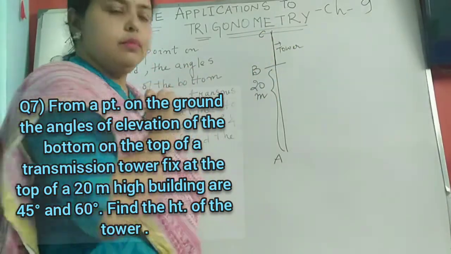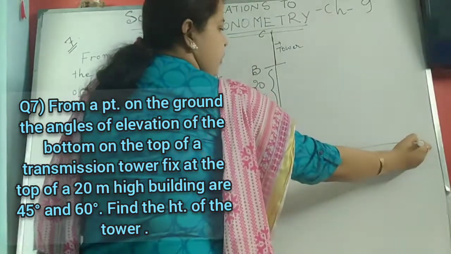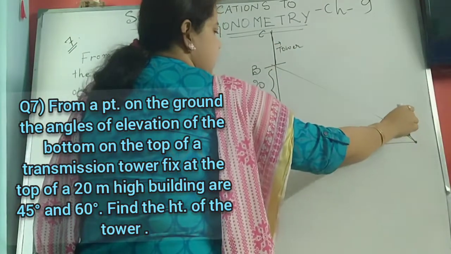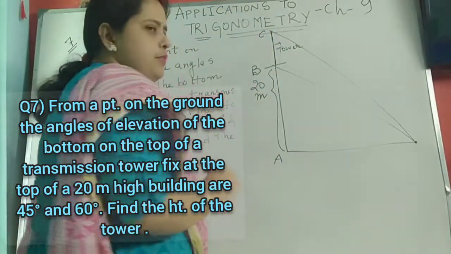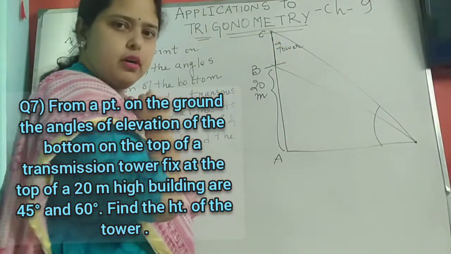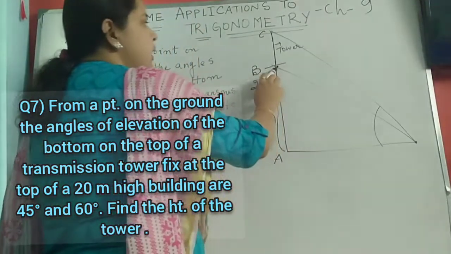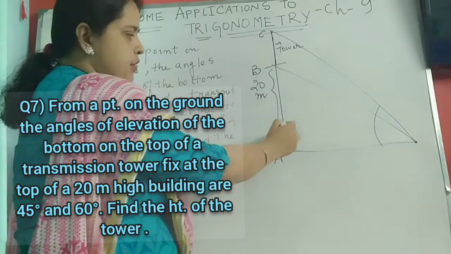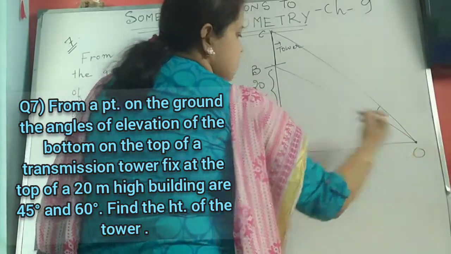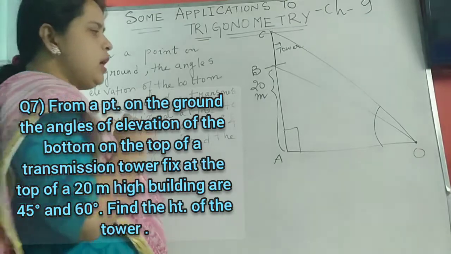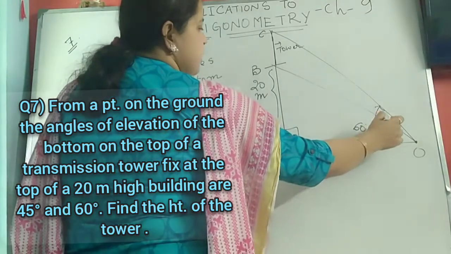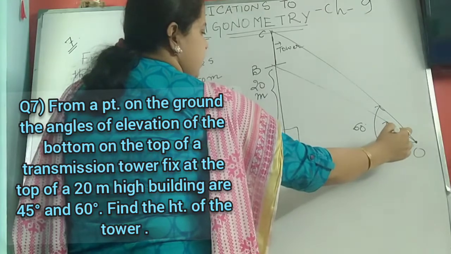From a point on the ground, there are two angles of elevation, two views of an observer. The first view is to the top of the transmission tower, and the second view is to the bottom of the transmission tower. Please have a look at that. This is a 90° right angle triangle forming. Here is O, the observer standing. The angle of elevation, the bigger one, is 60° as per the problem. Please go through the problem, it is written there. And the smaller one is 45°.